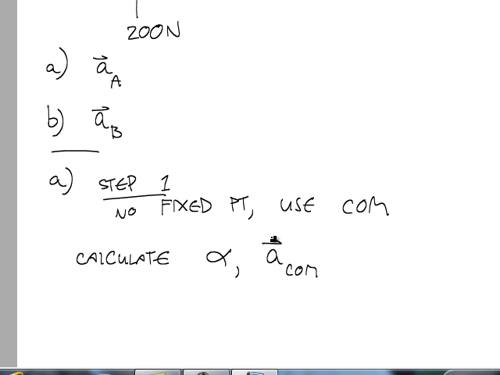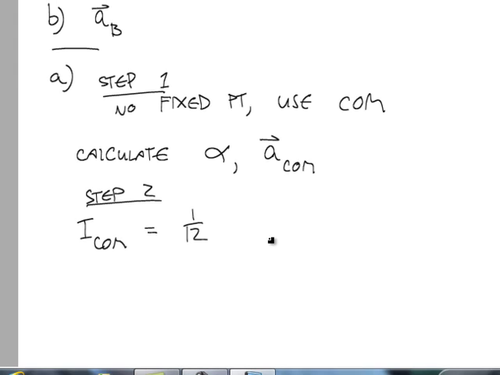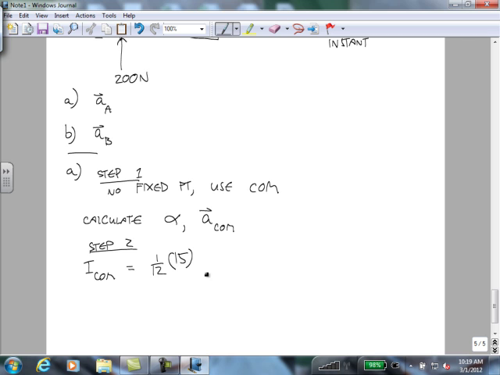So step 2, calculate the moment of inertia. So we're going to use 1/12 times the mass times the length squared plus the width squared. So I got 1.3625 kilogram meters squared.